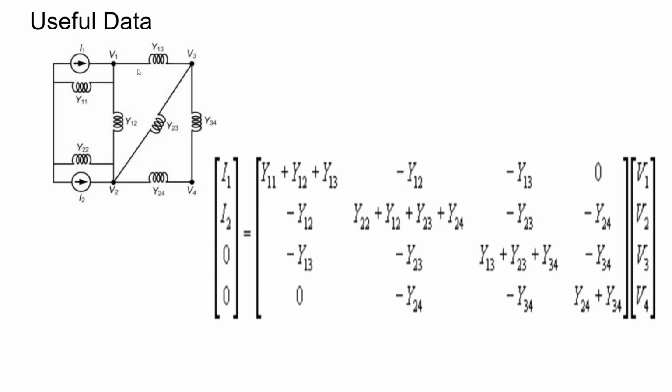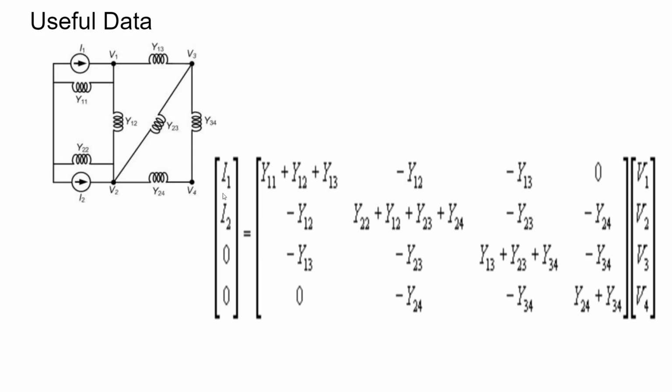Off diagonal element is the negative admittance of the transmission line connected between those two nodes. For example, Y12 is the negative of the admittance that is connected between node 1 and node 2. Similarly, Y13 is the negative admittance connected between V1 and V3. Here, V1 and V4 are not connected with any elements, right? So, Y14 is 0. And this Y-bus matrix is a symmetric matrix.